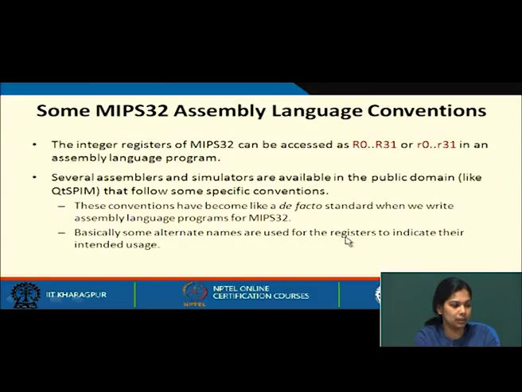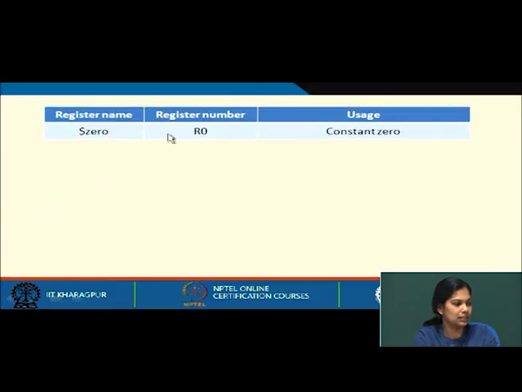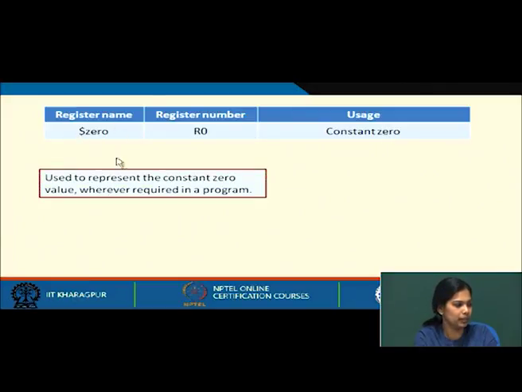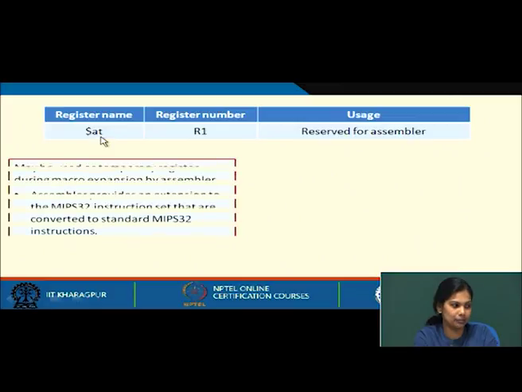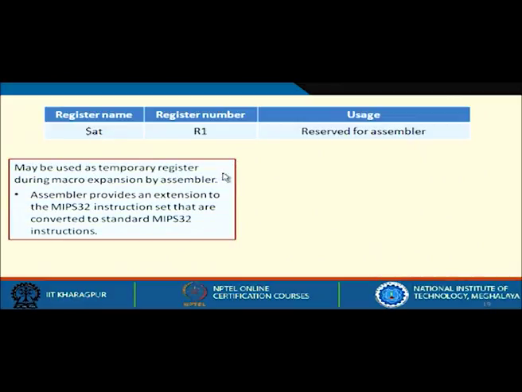Basically, some alternative names are used for registers to indicate their intended use. So, register 0, R0, is a constant 0. The register name used here is $0, used to represent the constant 0 value whenever required in a program. The at register is reserved for an assembler. The name is at, and it may be used as a temporary register during macro operations by an assembler. An assembler provides an extension to the MIPS instruction set that is converted to standard MIPS 32 instructions.